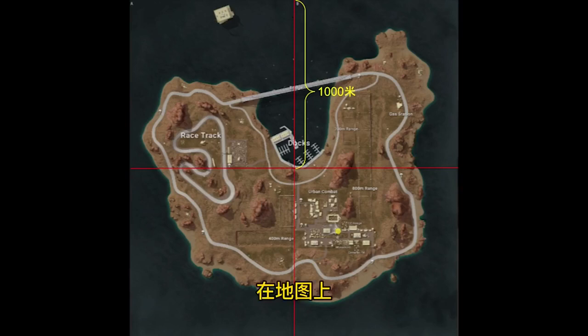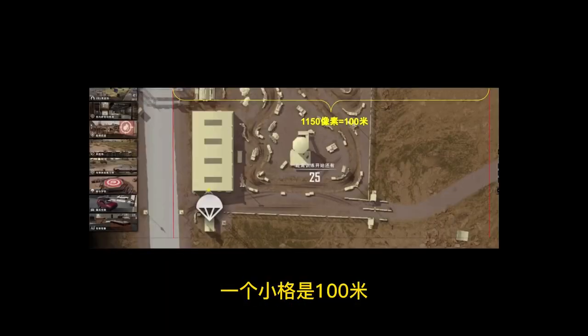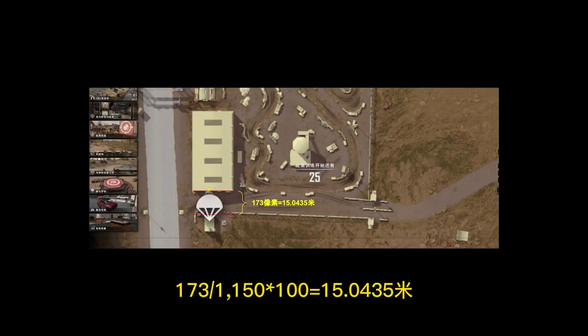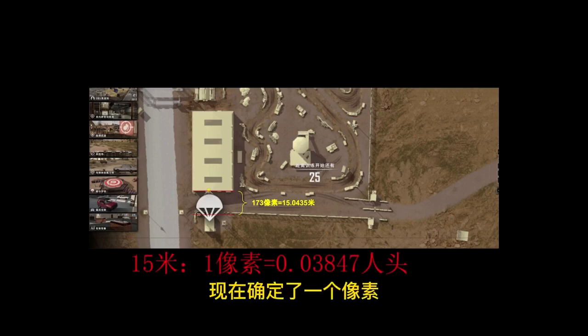On the map, a large grid is 1,000 meters. A small grid is 100 meters. For amplified measurements, 100 meters is 1,150 pixels. I am 173 pixels away from the wall. So my shooting distance is 173 divided by 1,150 times 100 equals 15.0435 meters. It is now determined that 1 pixel is equivalent to 0.03847 head width at 15 meters shooting distance.